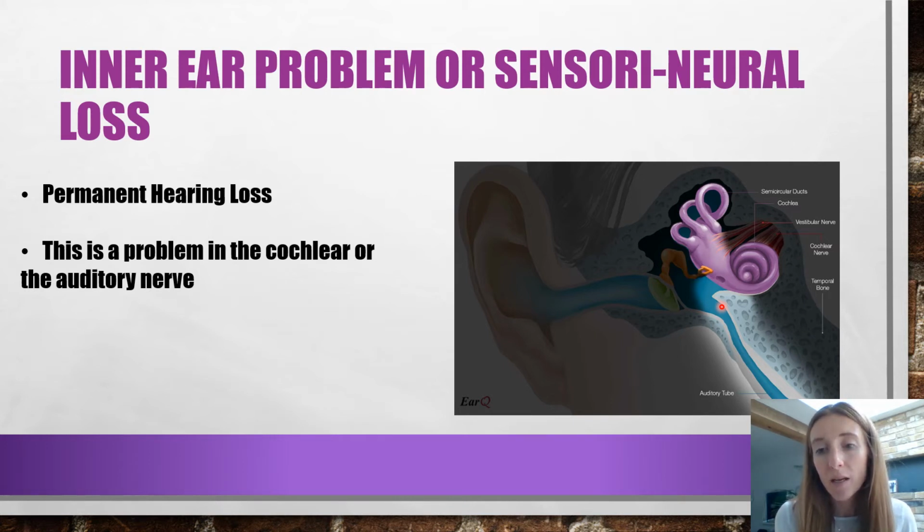And if you have this type of hearing loss, it's a permanent hearing loss, so it's not going to get better. You can wear hearing aids and you might have an implant or things that can help you hear better, but these problems aren't going to go away. It might be worth talking to your parents or your carers about what kind of hearing loss you have and finding out if you have a sensory-neural hearing loss.